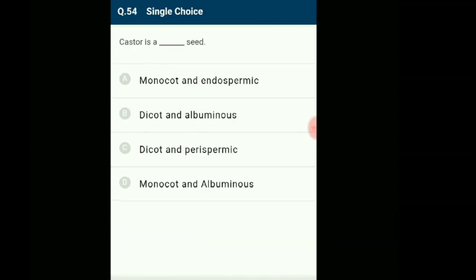Question number 54. Castor is a dash seed. Castor is a dicotyledonous plant having seeds containing two cotyledons. Castor possesses endosperm, hence it is called an albuminous or endospermic seed. Hence castor seeds are dicot and endospermic, that is, albuminous seeds. So the answer is option B, dicot and albuminous.